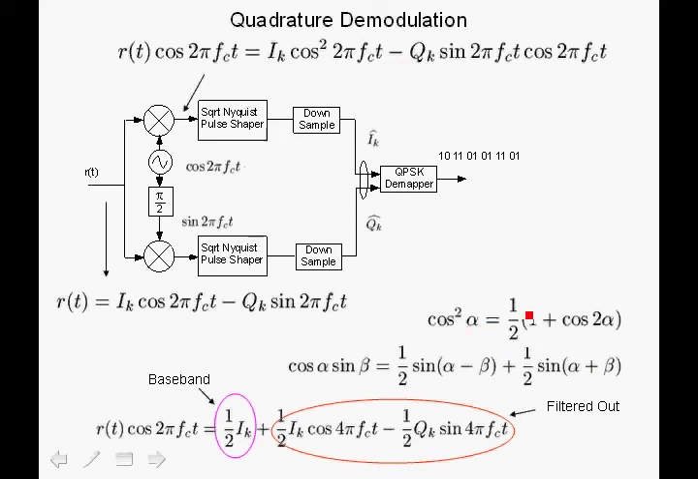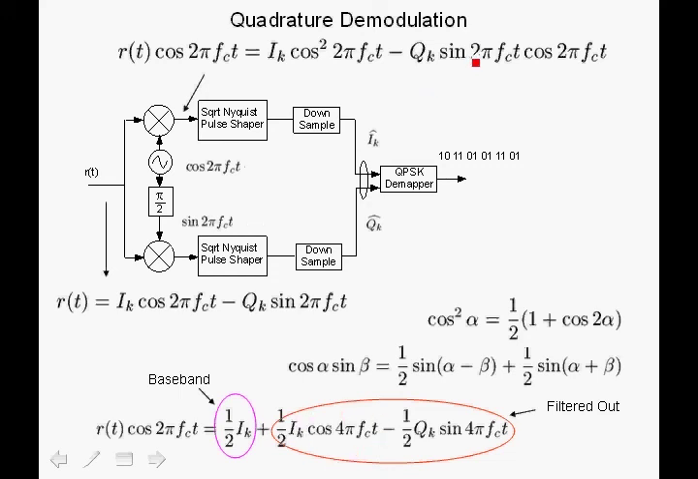We obtain a term which is 1/2 times I sub k, which is shown over here, and we have a term which is twice the angle, which is this term over here, so we get cosine of 4 pi f c t, and this is at twice the frequency of the carrier. So this term is a harmonic at twice the frequency of the carrier.